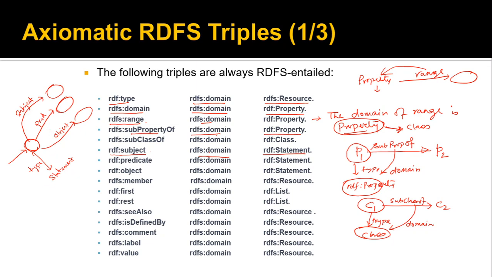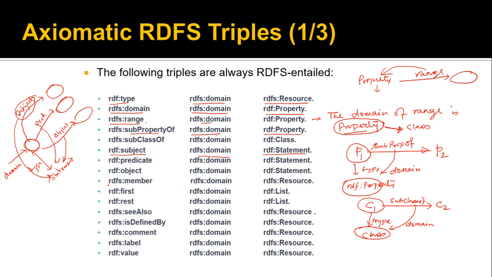Now you take the subject. So what is the domain of subject? The domain of subject would be the RDF statement. So this is the domain, right? And this is what we have written. The RDF's domain of subject is statement, and similar to that, the domain of predicate would be statement. The domain of object would be the statement. So for all these, the domain would be the RDF statement, right? So there are many others. Maybe you can have a closer look at it and see how they are related, right?